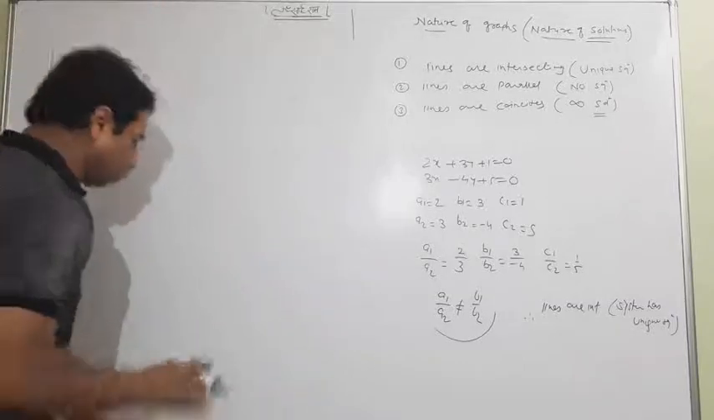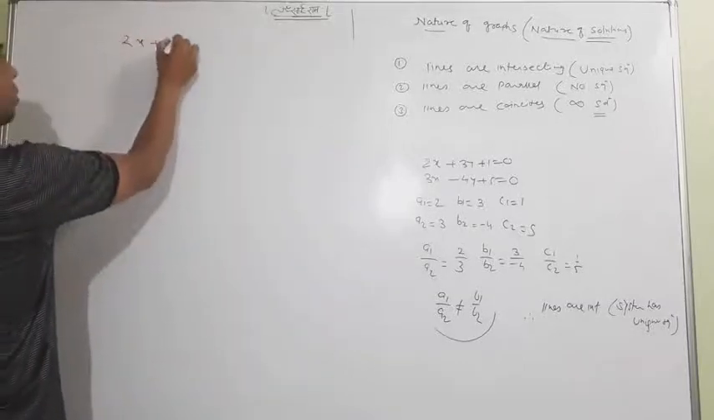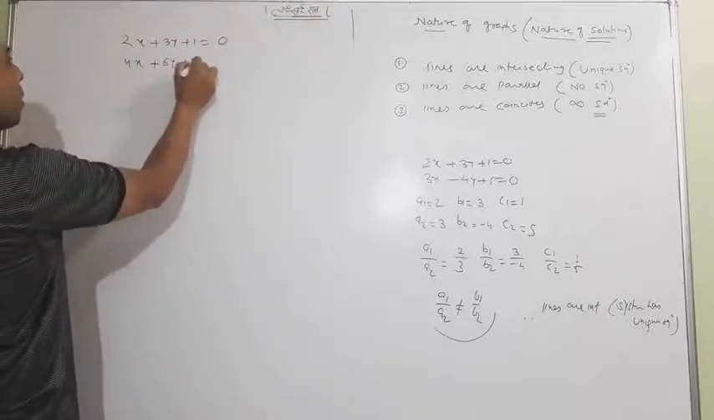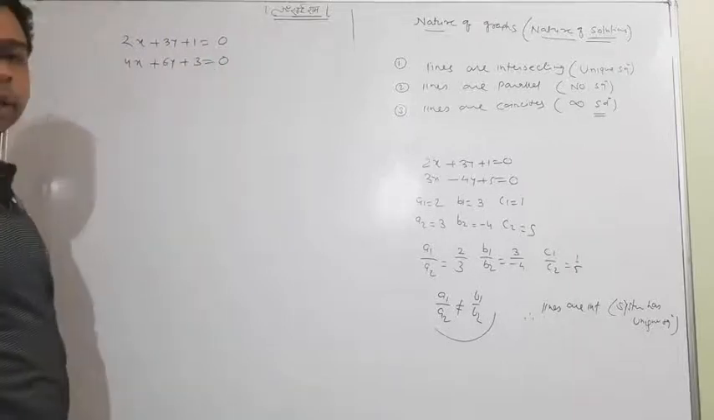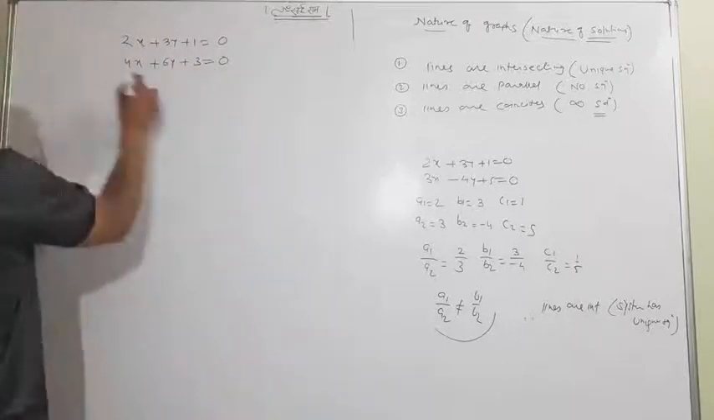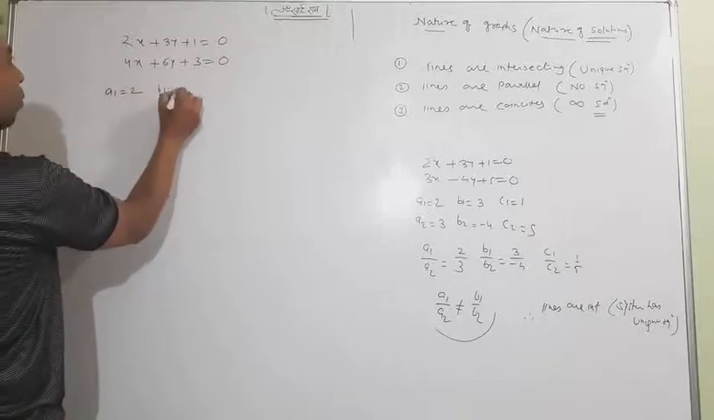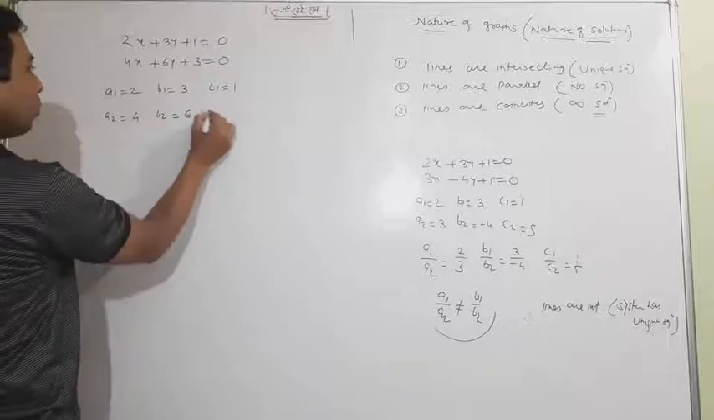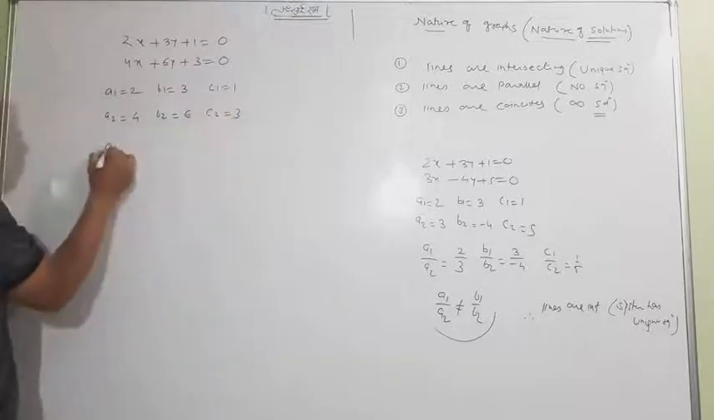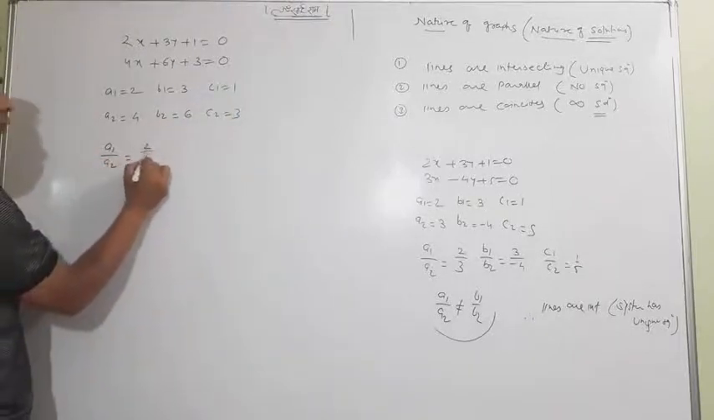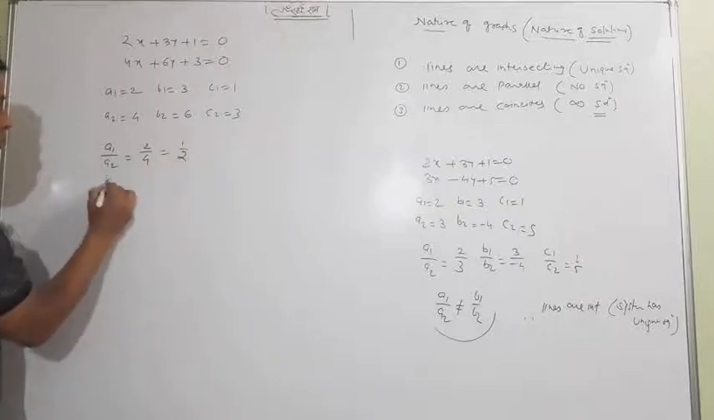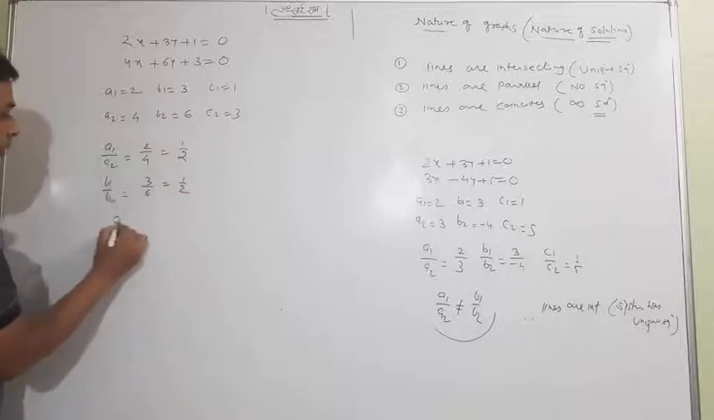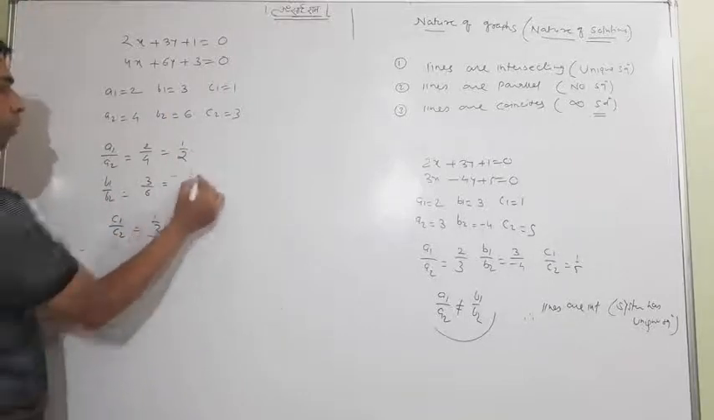Suppose I ask you that 2x plus 3y plus 1 is equal to 0 and 4x plus 6y plus 3 is equal to 0. Now find the nature of the lines. Don't draw the graph, only identify what is A1, B1 and C1, and what is A2, B2 and C2. When you have all of them, find A1 upon A2. What is B1 upon B2? 1 by 2. And what is C1 upon C2? 1 by 3. Now check it out.